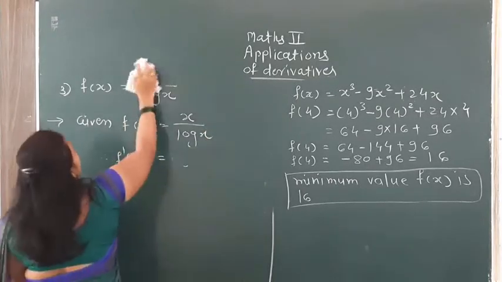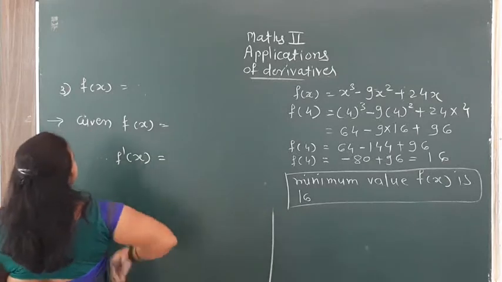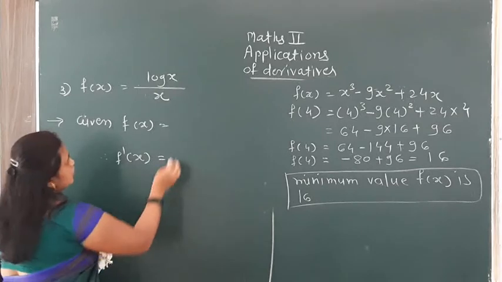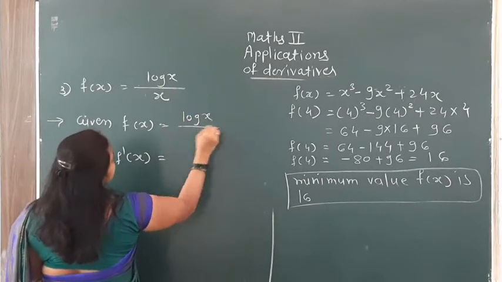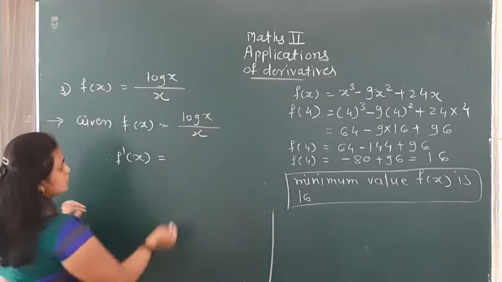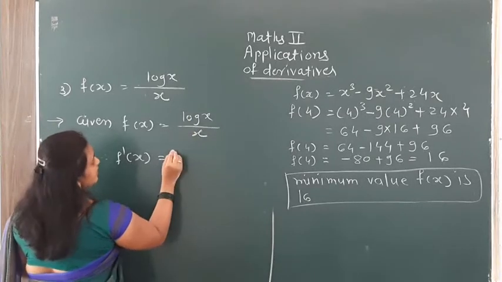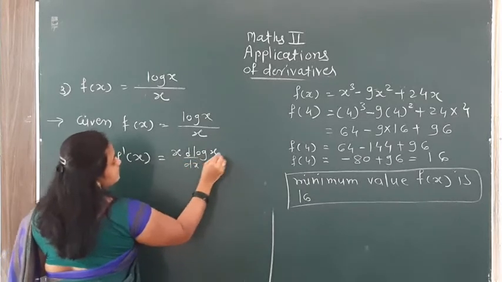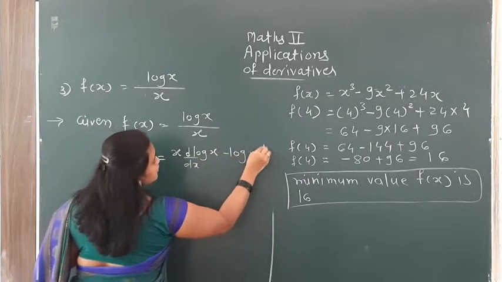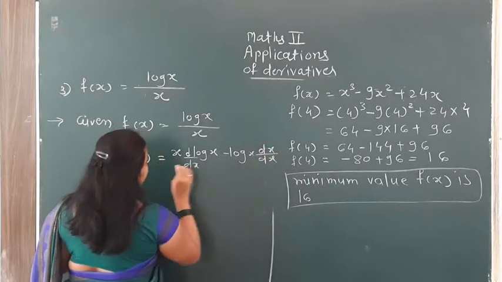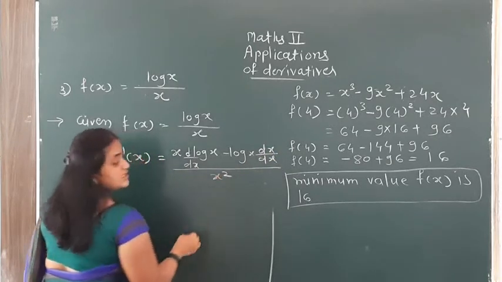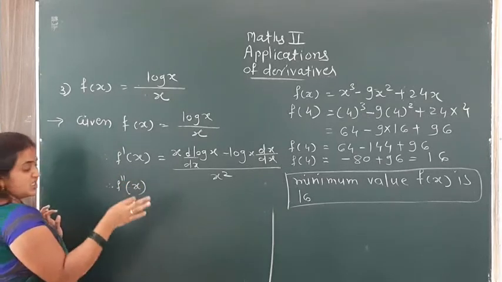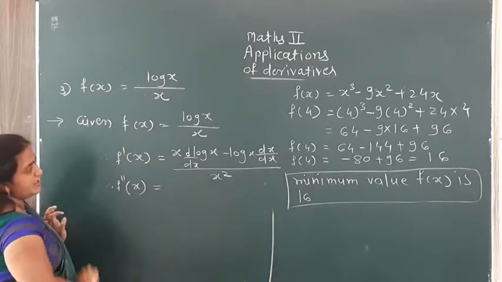The function is f(x) = log x divided by x. We can use the quotient rule, u upon v: x times the derivative of log x with respect to x, minus log x times the derivative of x with respect to x, divided by x square.